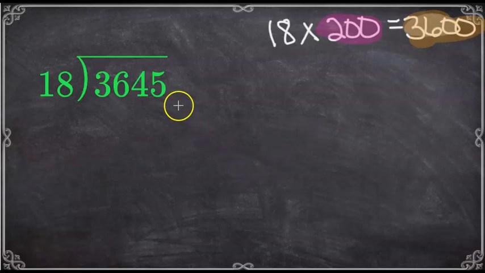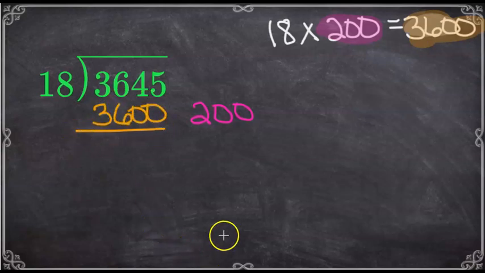So I'm going to write my 200 over here to the side. I'll come back to it, but I'm going to write that there for now. And then my 3,600, I'm going to put under the original dividend. So that's the product of 18 and 200. And then I'm going to subtract. And when I subtract, I get 45. So I'm almost done. I've got a much smaller number to deal with here.